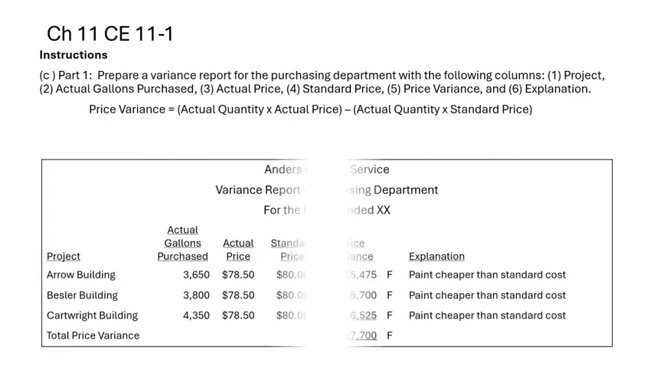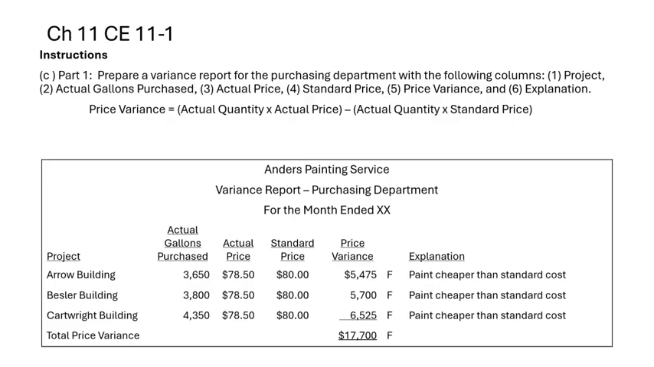So the price variance, again, there's the equation and then the report. We have our actual gallons purchased, the actual price, $78.50 in each case, and the standard is still the $80. So since the actual is less than the standard, we're going to be favorable in each case. So each building project was favorable. The explanation is the same for each. Paint was cheaper than standard cost. So we are $17,700 favorable in our total price variance.